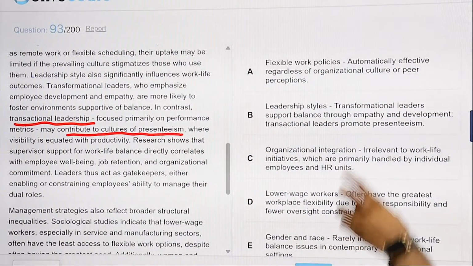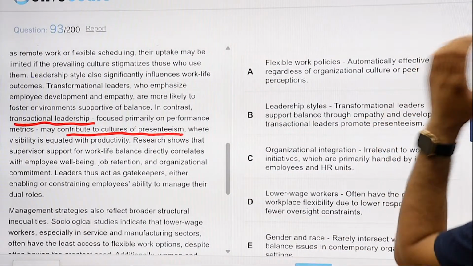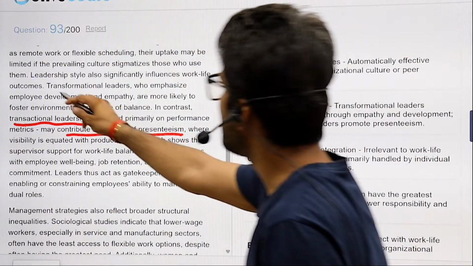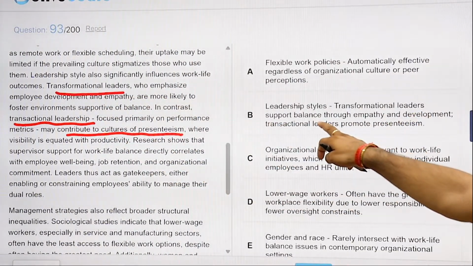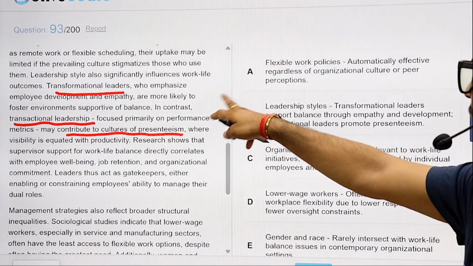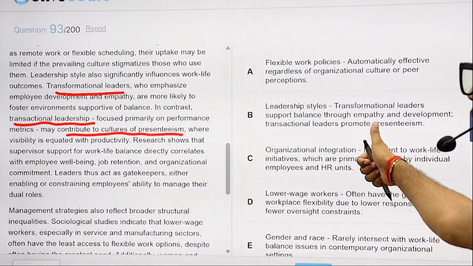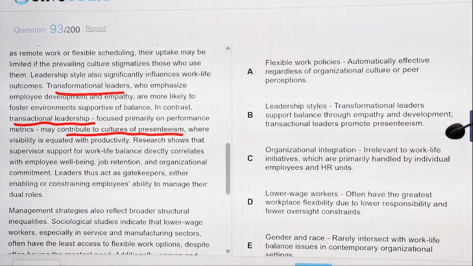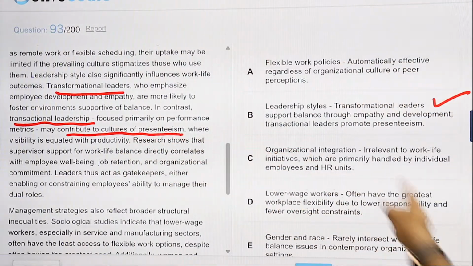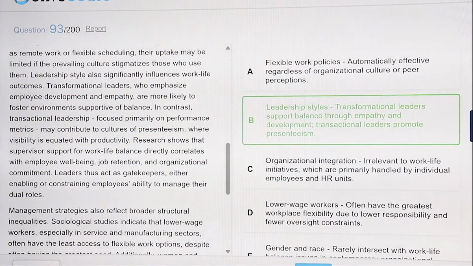Okay. Flexible work policies, fine. Leadership styles, transformational, transactional. Okay, transformational here. Leaders support balance through empathy and development. Those who emphasize employee development and empathy are more likely to foster environments supportive of balance. Yes, that is correct. Transactional leaders promote presenteeism. Perfect. Need not check the others.